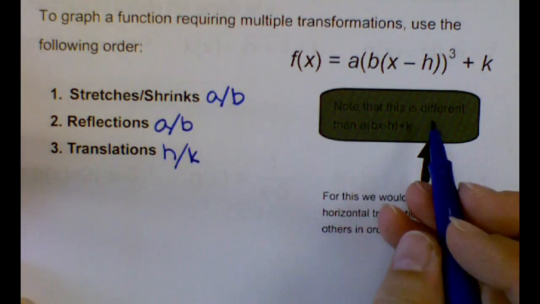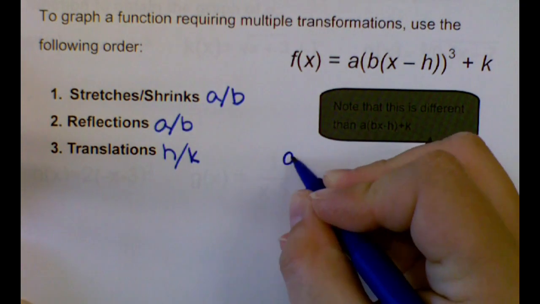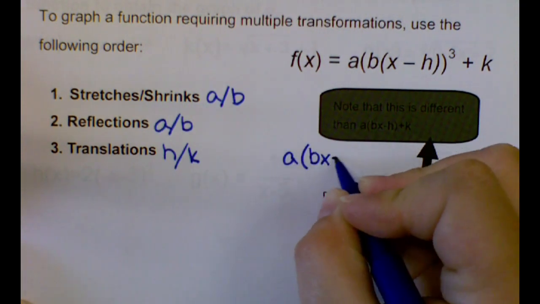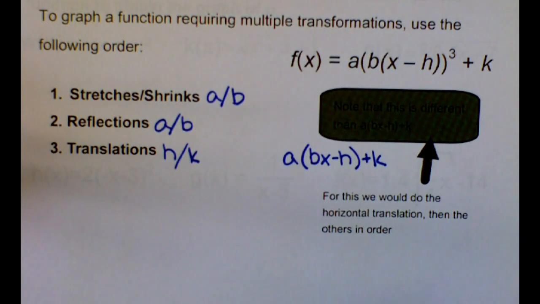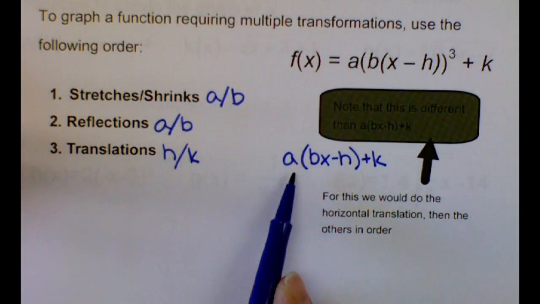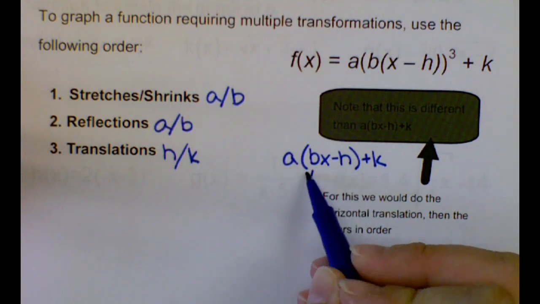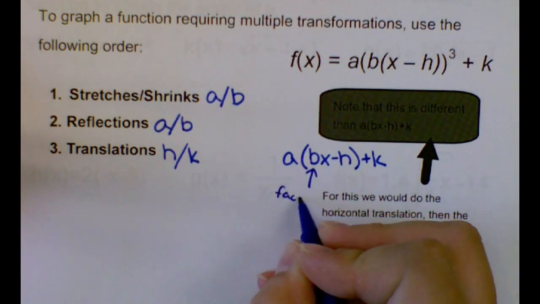Now this little box, you can't actually see it, but this is different than writing it like this. For this one, we would have to do a horizontal translation and then the other ones. So we always want to factor this b out.